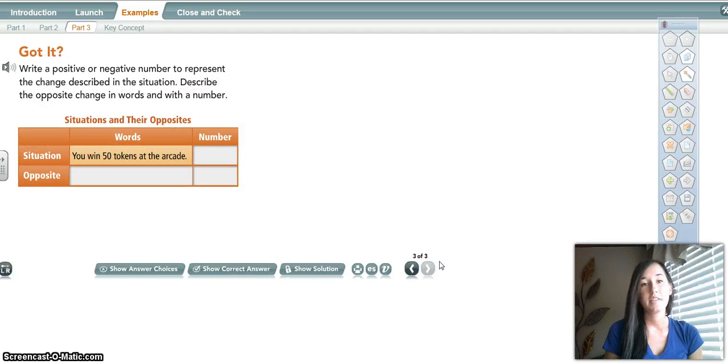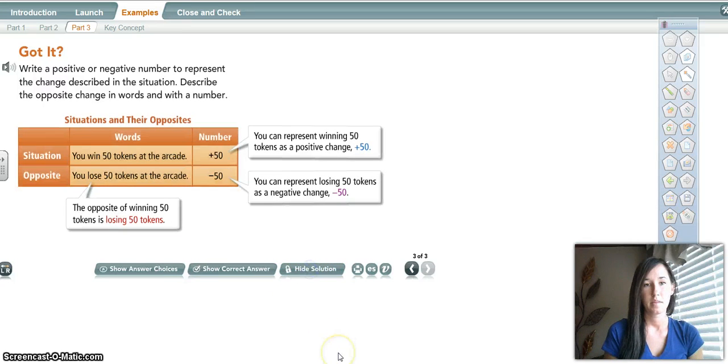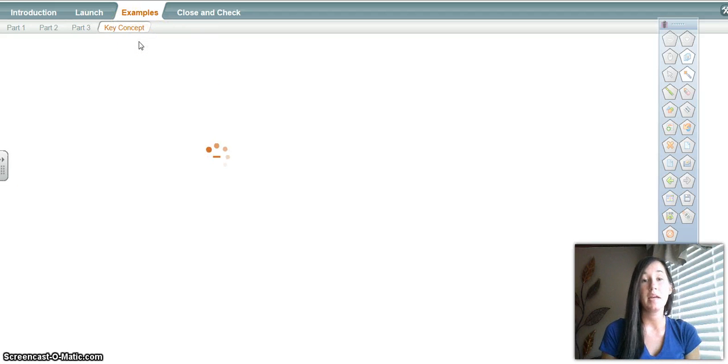Alright, last example of opposites. Go ahead and complete the chart and then check your answer. Winning 50 tokens at the arcade would be +50, and losing 50 tokens at the arcade would be the opposite, -50. Alright, just to recap, we learned about 3 main ideas this lesson.